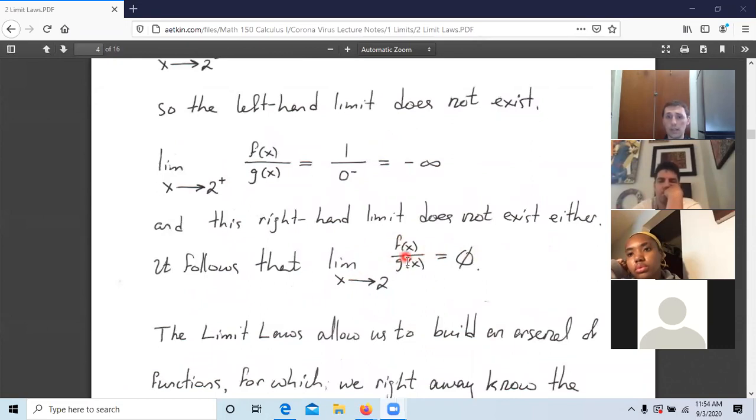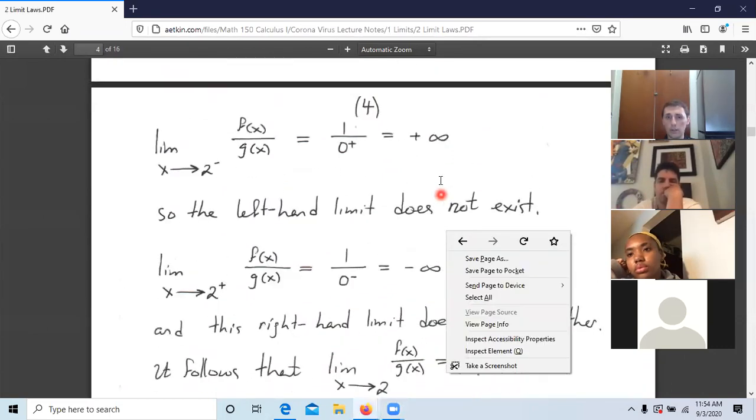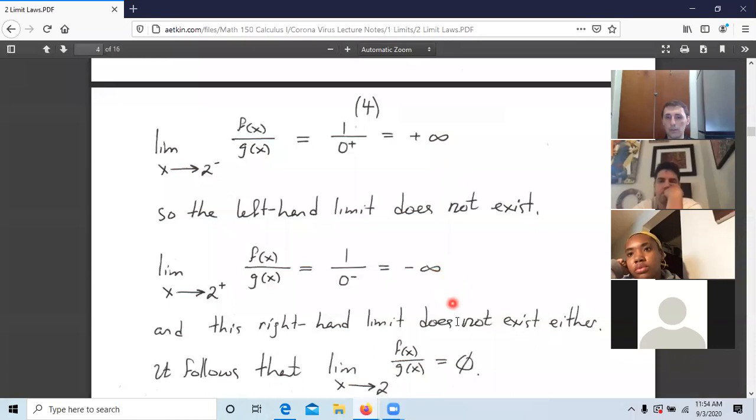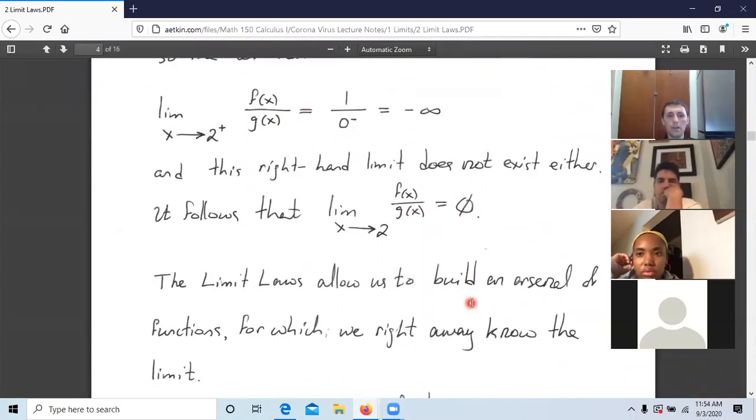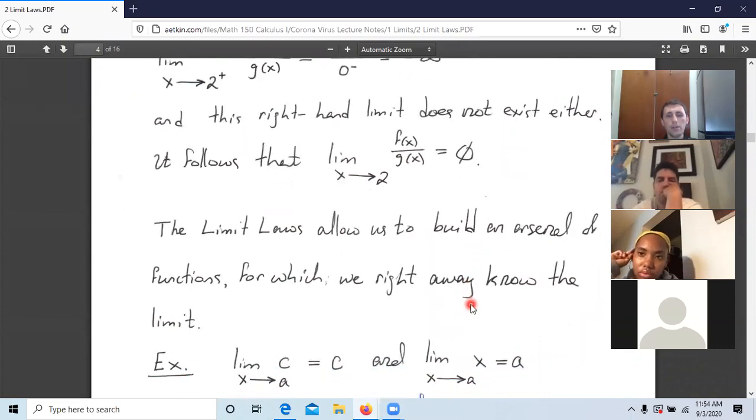It's correct. The limit f over g does not exist, not only because the left and right limits don't match, but because we're not getting numbers. Good? Yes, plus infinity from the left, minus infinity from the right. That's what you're saying, Anis, thank you.